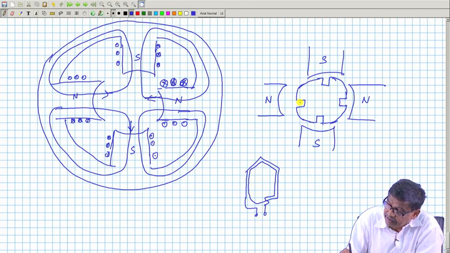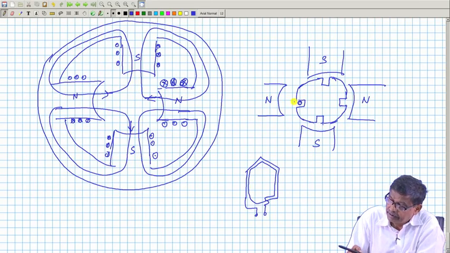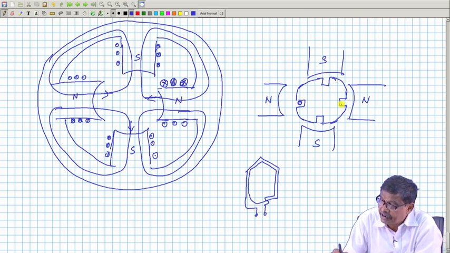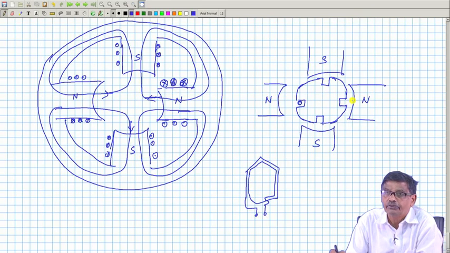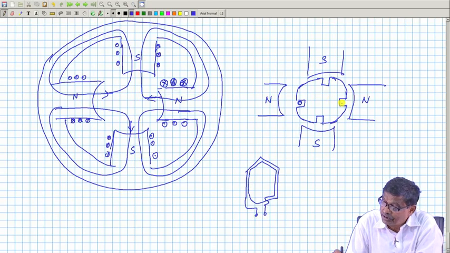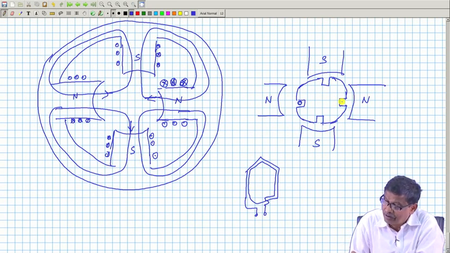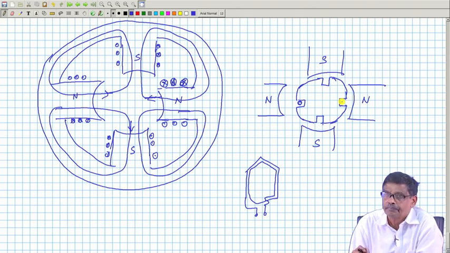If this is coil side 1 of a coil, where do you like to have your other coil side? Should it be here, diametrically opposite? If you make a coil whose span is this much, that is this coil side and this coil side, then across the conductor there will be induced voltage, but the polarity of the induced voltage will be subtractive, and across the coil you will get 0 voltage.